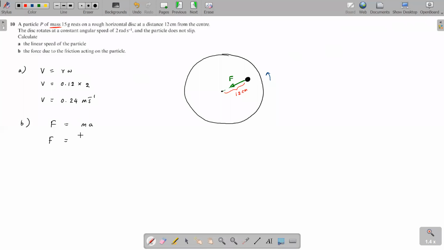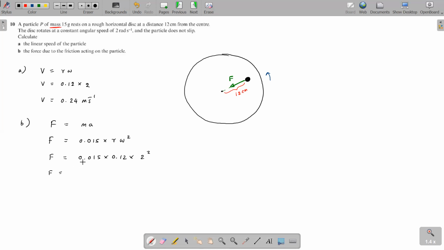And then the mass is 15 grams, which means 0.015 kilograms. Mass must be in kilograms. And the acceleration is a centripetal acceleration, because we are working with centripetal force. For centripetal acceleration, you can go with either r omega square or v square over r. Either one of them is okay. So friction is equal to the centripetal force: 0.015, radius is 0.12, into omega square. Omega is 2, so 2 square.